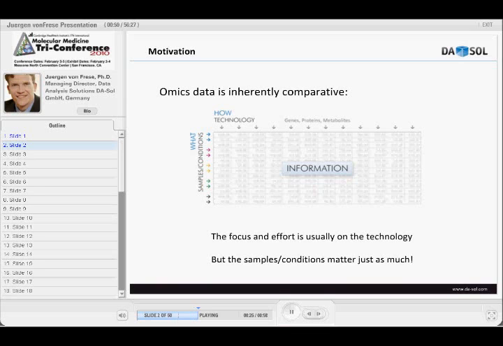Usually we focus on the technology, how we do that. We spend a lot of time and effort and money on the technology. But the information in our data is as well defined by what we actually compare. So the samples and conditions matter just as much and determine your results just as much as your technology. Sometimes people seem to think with this expensive and complex technology, we don't have to care about this aspect. We will just do some clever bioinformatics later on.